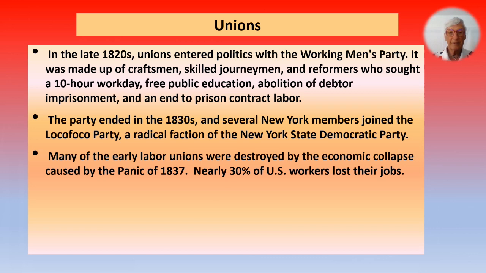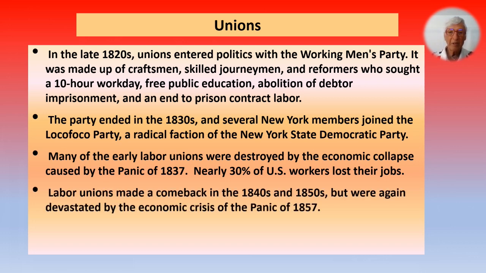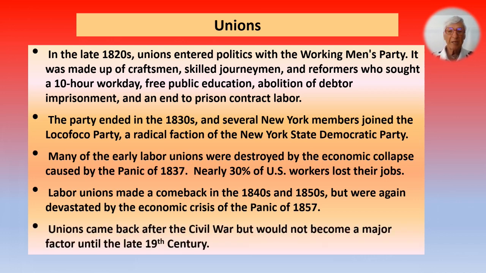Many of the early labor unions were destroyed by the economic collapse caused by the Panic of 1837. Nearly 30% of U.S. workers lost their jobs in that depression. Labor unions made a comeback in the 1840s and 50s, but were again devastated by the economic crisis of the Panic of 1857. Unions came back after the Civil War, but would not become a major factor until the late 19th century. And remember, there were no safety nets.